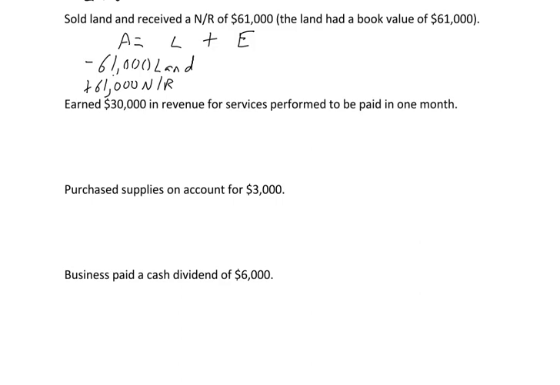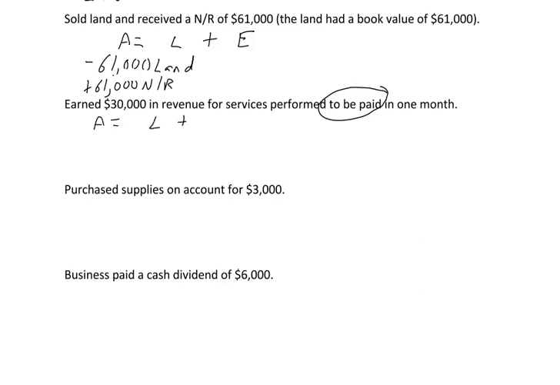All right, the next thing is we earned 30,000 in revenue for services performed to be paid in 1 month. A couple of key terms. Whenever you're looking at transactions, notice it says to be paid. That means we did some work for somebody, which is revenue to us. However, they haven't paid us yet. We will bill them and they will pay us in a month. So keep that in mind here.